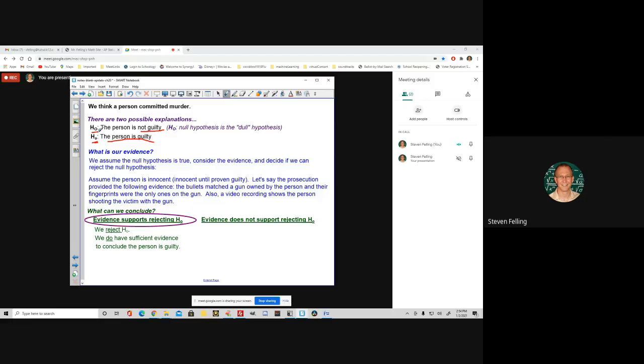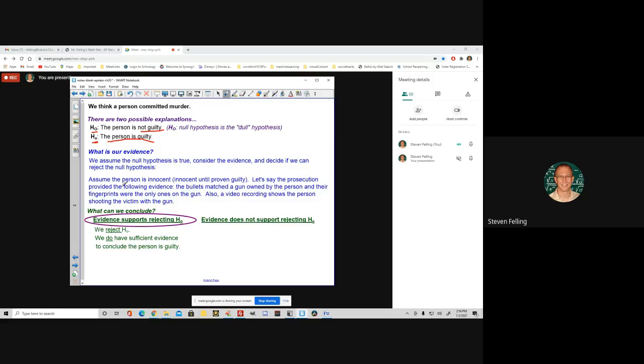Okay, so then we consider the evidence. We assume the null hypothesis is true. Innocent until proven guilty is the idea, right? So we assume the person is innocent. Then the prosecution presents a bunch of evidence to try to say, okay, this is why I think you should reject that idea that they're innocent, right?